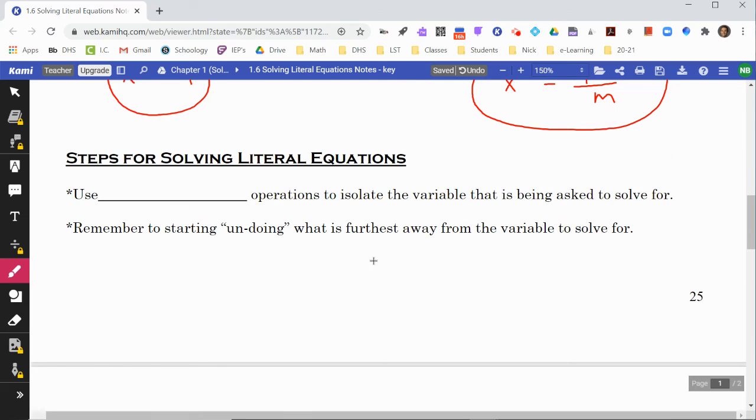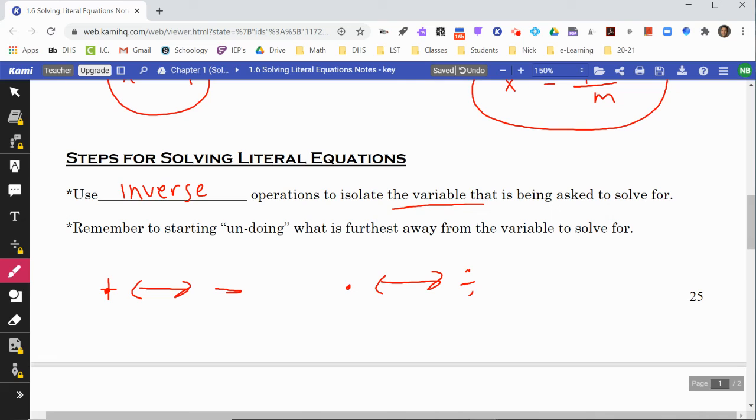All right, so now let's take a look at the steps. There's only one step to do for all of these, and that one step is to use inverse operations. That's all we're doing. Adding and subtracting are inverse operations of each other, just like multiplying and dividing are inverse operations. So we're going to use inverse operations to isolate the variable that we're looking for.